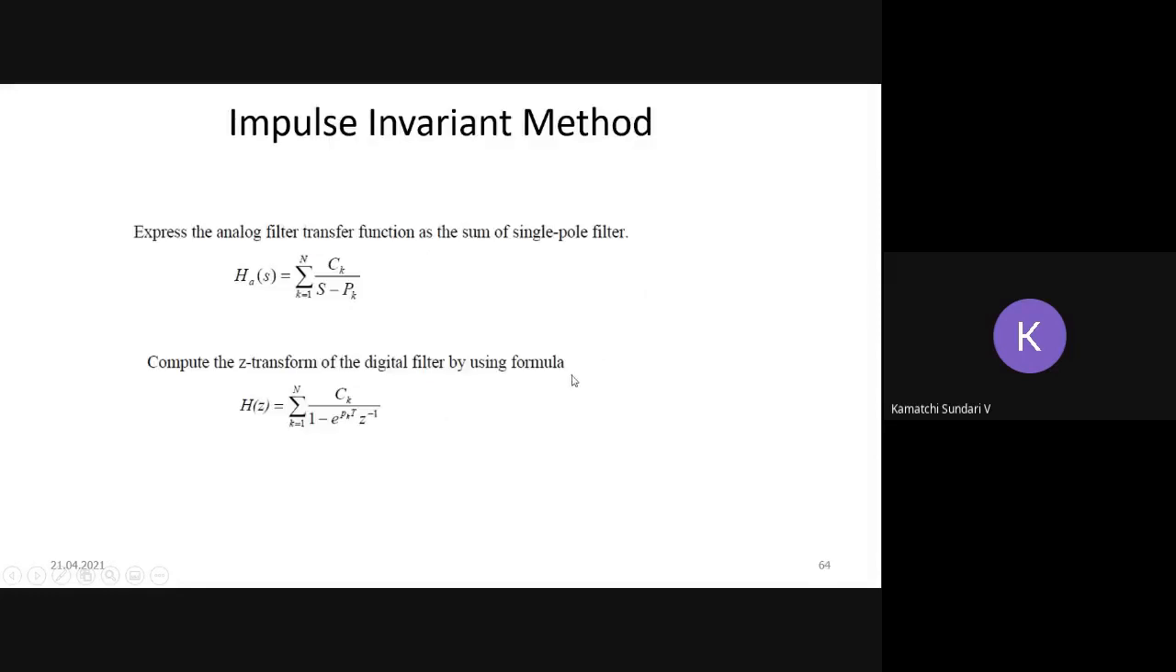And coming to the impulse invariant procedure, you have to express your H of s in this pattern, right? Summation term. Using the partial fraction expansion procedure, we can express our H of s equation in this way, that is the sum of single pole filters. Here the P is nothing but the pole of the filter and C is the constant. Here the k varies from 1 to capital N. So P1 is pole number 1, P2 pole number 2.